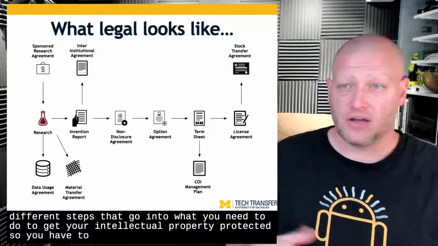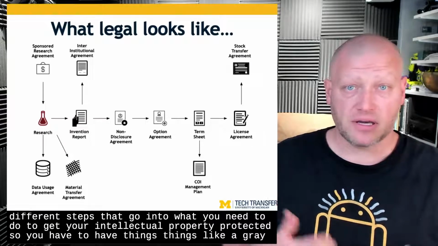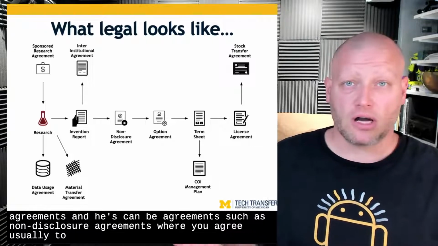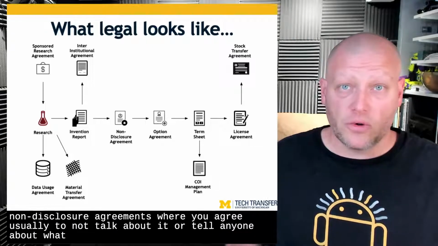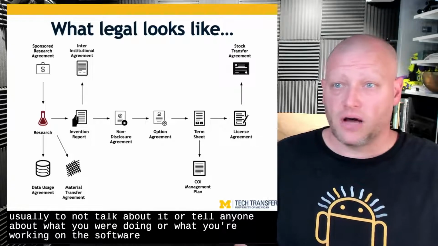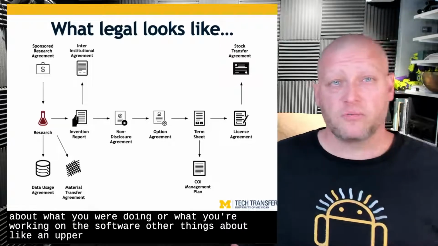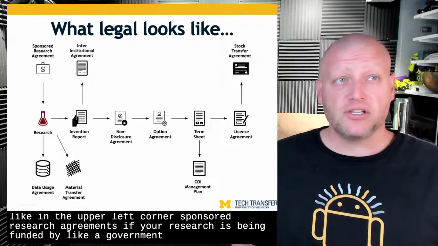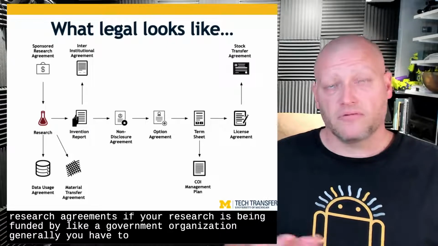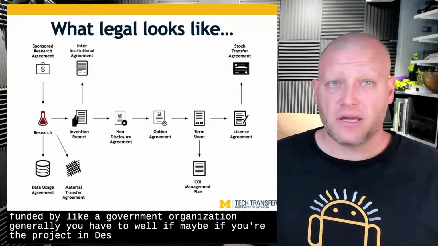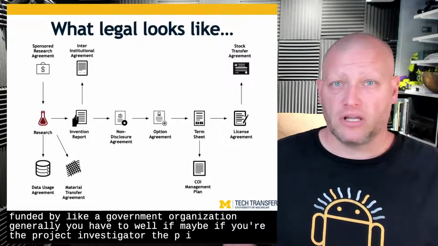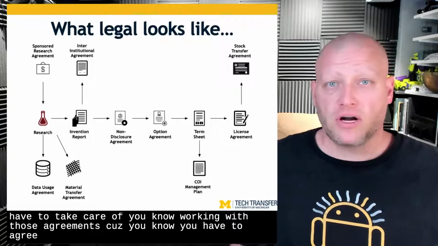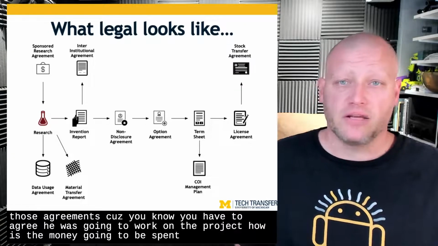So you have to have things like agreements, and these can be agreements such as non-disclosure agreements where you agree usually to not talk about or tell anyone about what you're doing or what you're working on in the software. Other things, like in the upper left corner, there's sponsored research agreements. If your research is being funded by a government organization, generally you have to, if you're the project investigator, the PI, take care of working with those agreements because you have to agree who's going to work on the project, how the money is going to be spent, that kind of thing.